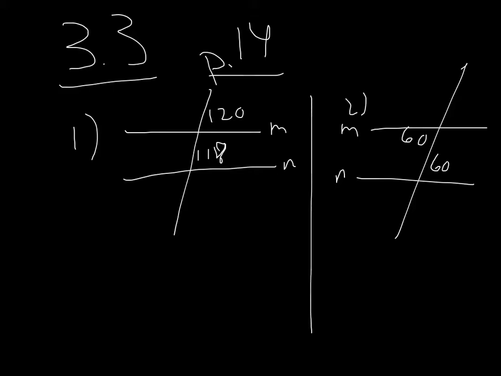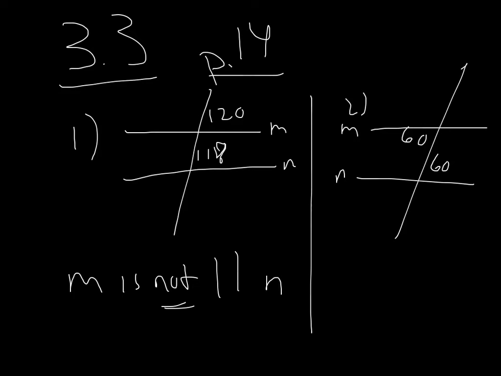Well, for question 1, we notice that the two angles given are corresponding angles. But here, the corresponding angles are not equal. So since the corresponding angles are not equal, the lines have a different tilt, so therefore we're going to conclude that line M is not parallel to line N.